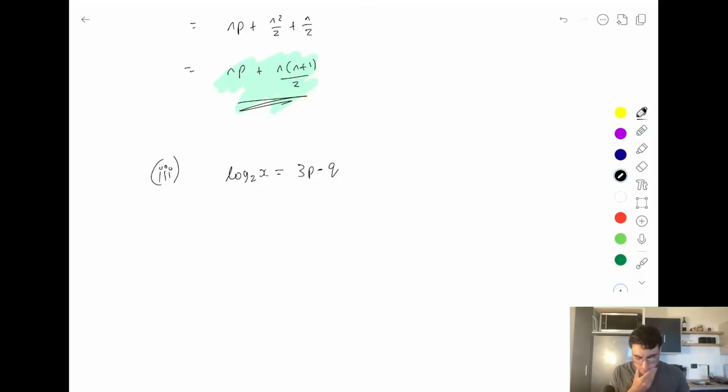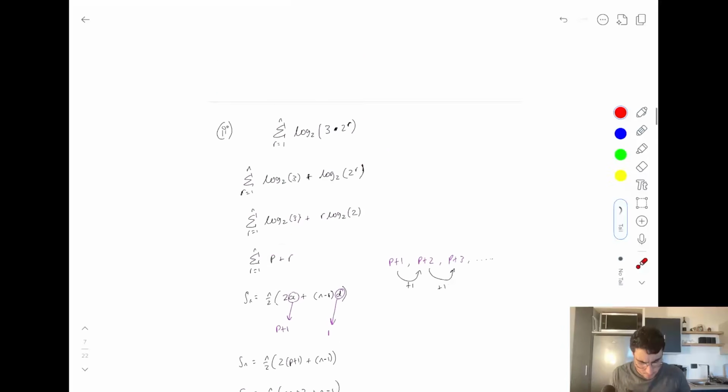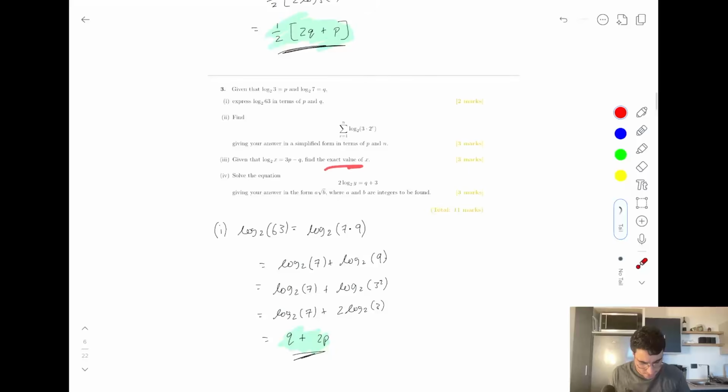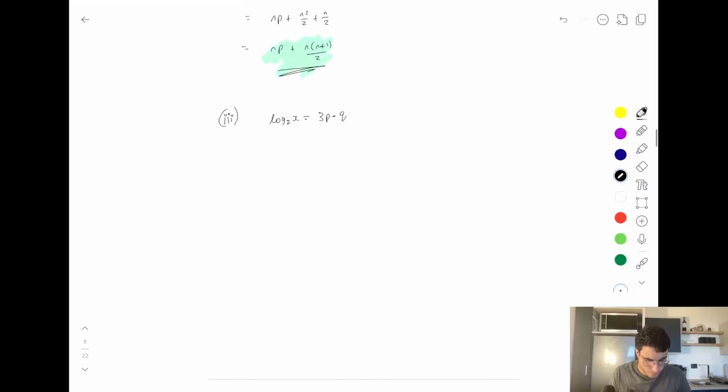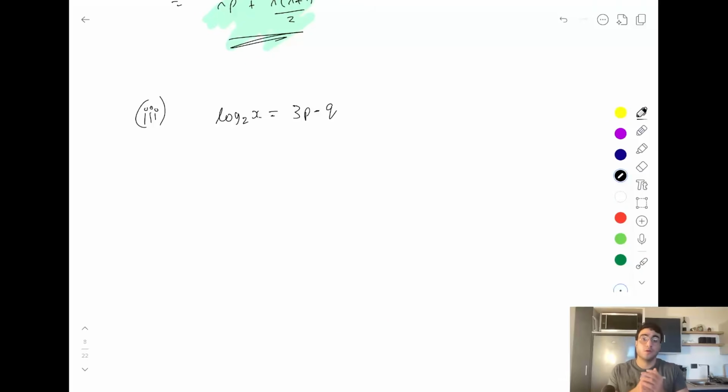Okay. So, from here, we need to find the exact value of x. Okay. So, what does that tell me? Well, we have a log type question. Okay, remember?